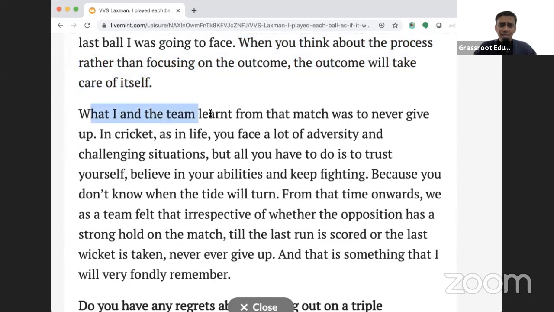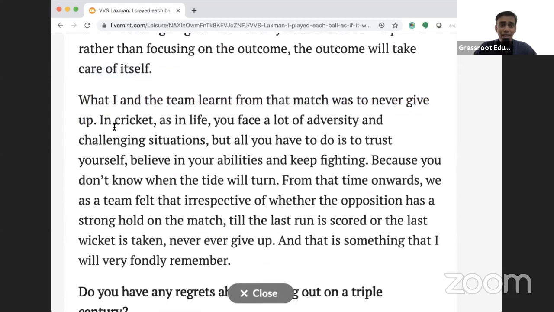What I and the team learned from that match was to never give up. Okay, was to never give up. In cricket, as in life, you face a lot of adversity and challenging situations. Okay, what do you mean by adversity? What do you mean by adversity? Okay, put it in the comments box. I will explain to you the meaning in the second round. Okay, but I want you to guess. I want you to see whether you're able to guess properly.